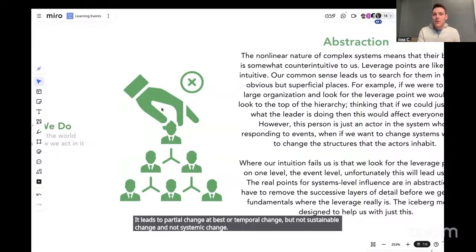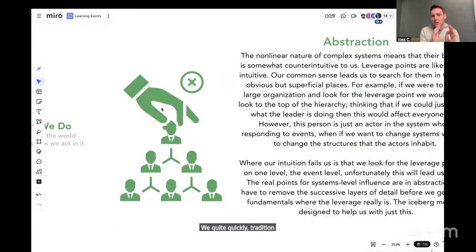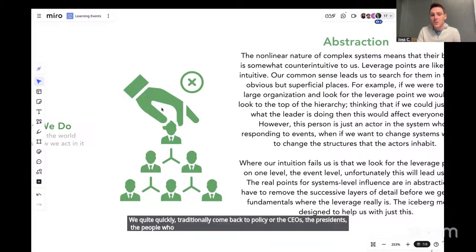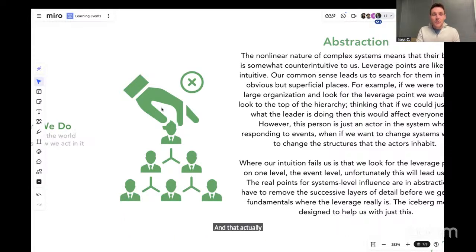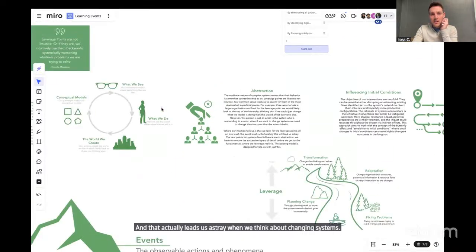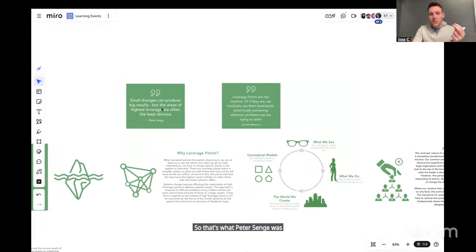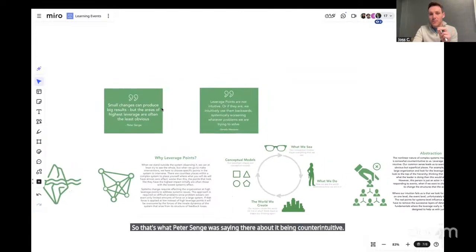So that's part of where our thinking goes wrong, right? If we think about big changes in a complex system, we quite quickly, traditionally, come back to policy or the CEOs, the presidents, the people who have the power and the money and resources and so forth. And that actually leads us astray when we think about changing systems. So that's what Peter Senge was saying there about it being counterintuitive. It's not actually those people at the top that have the highest leverage.